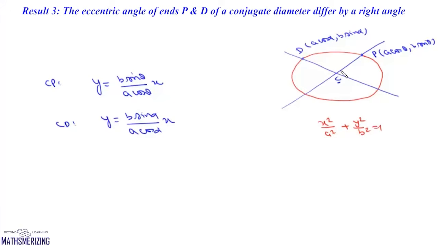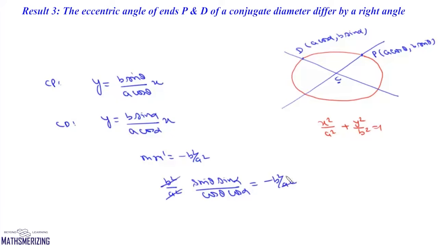If they are conjugate diameters, then the condition is m into m dash must be equal to minus b square upon a square. So if we multiply these two slopes, we'll get b square upon a square sin theta sin alpha upon cos theta cos alpha, and this is equal to minus b square upon a square.